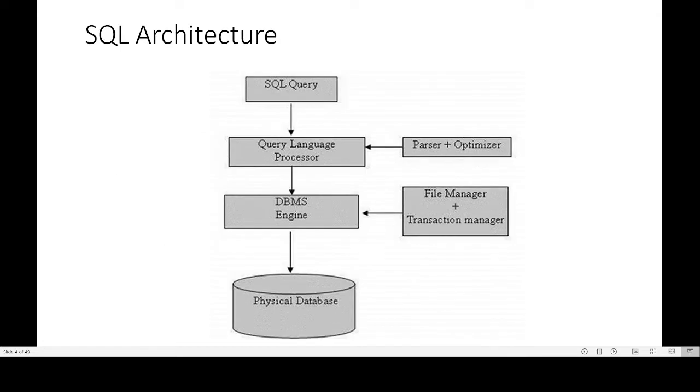So this is the basic architecture of SQL. We can see that when we give a query here, this is the SQL query, and here is the physical database, the place where we store the data. Once a query is given, the system will optimize the way in which the query can be processed. So we have a query language processor and a DBMS engine.